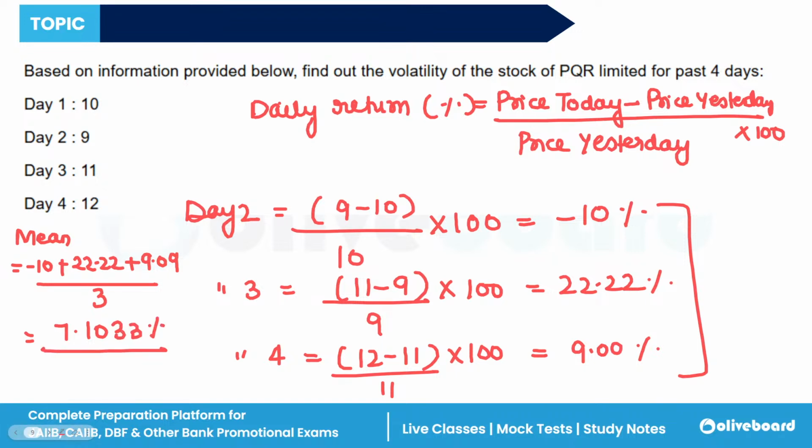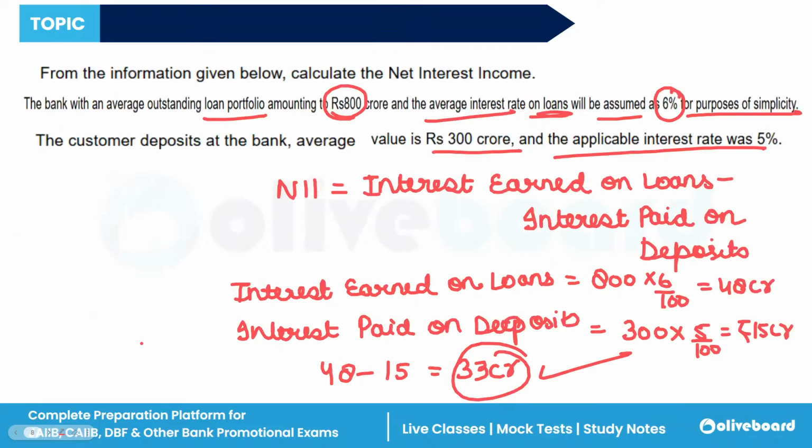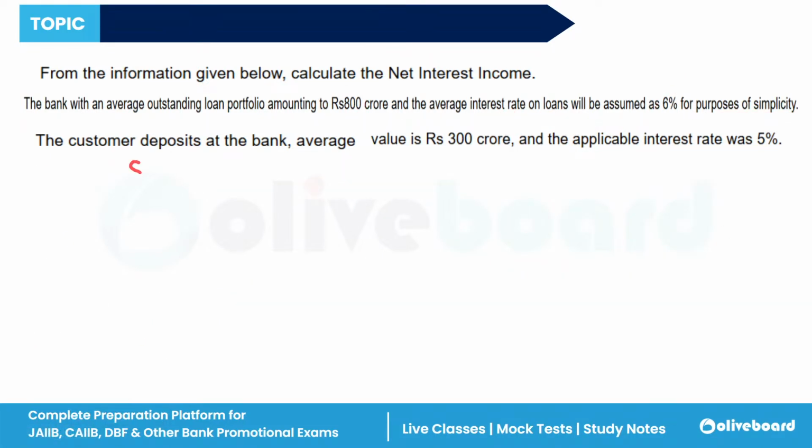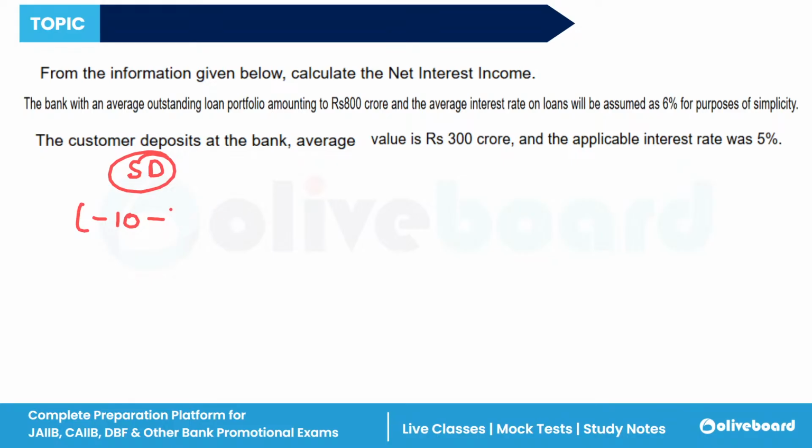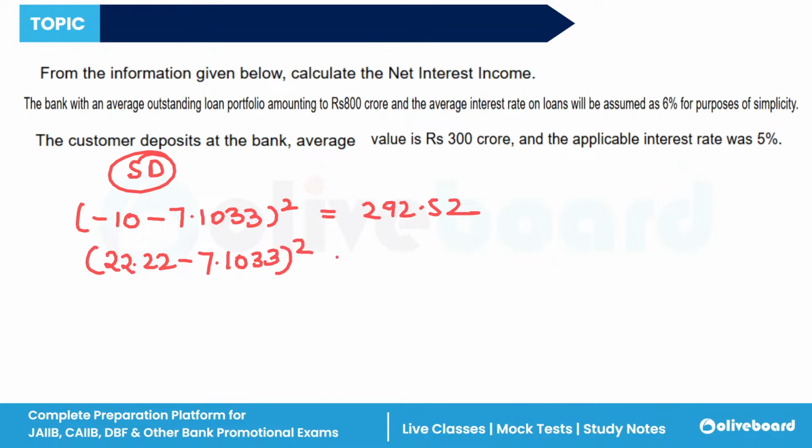Right? Now I am writing the leftover things here. You have to calculate the standard deviation. So minus 10, then deduct the amount of mean from it and then do square. So it is equals to 292.52. Again 22.22 minus 7.1033 whole square, which is equals to 228.52.